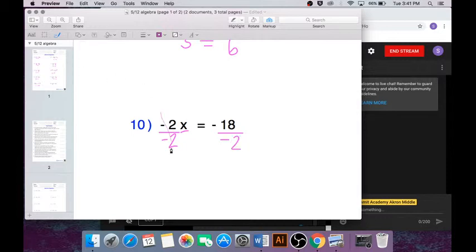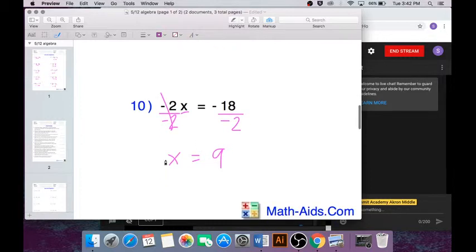So over here, our 2's cancel each other out, leaving us with just x. And over here we have 18 divided by 2. 18 divided by 2 is 9. And because they're both negative, the signs are the same, so it's going to be a +9. Okay, so x equals 9.